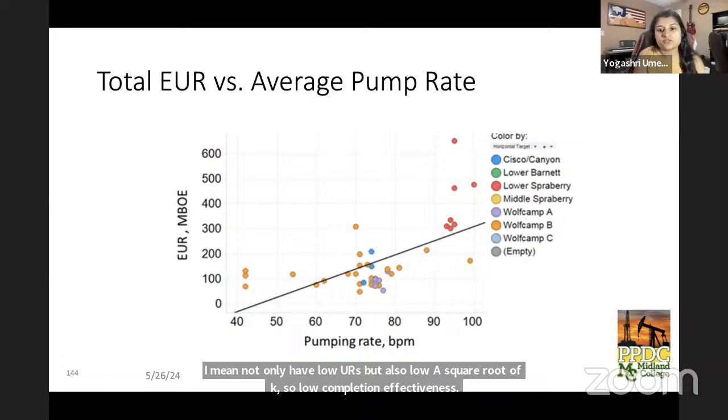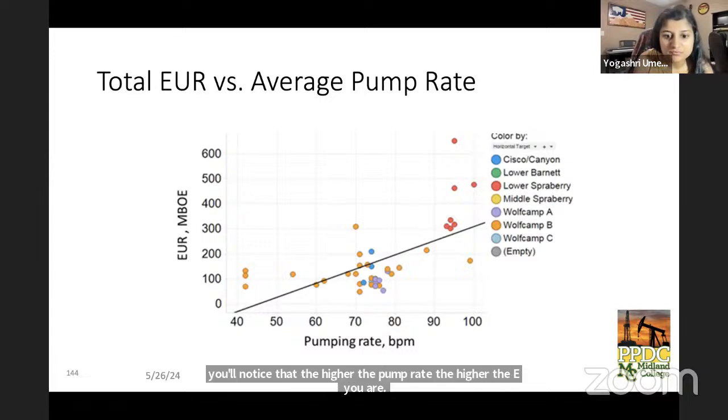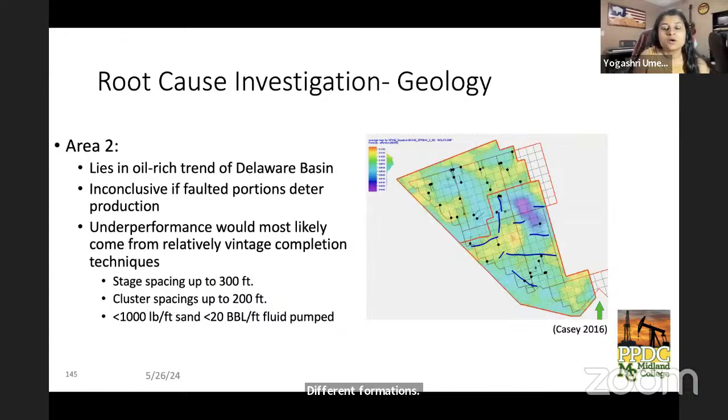This is a total EUR versus average pump rate, so you'll notice that the higher the pump rate, the higher the EUR in different formations. And then in the root cause investigation, we also looked at geology in Area 2. But the biggest takeaway that I want you to get from this slide is that geology was inconclusive, faulted portions deterred production. And underperformance most likely came from vintage completion techniques, where you had stage spacing up to 300 feet, cluster spacings up to 200 feet, and then you had less than 1,000 feet of sand and 20 barrels of fluid pumped.